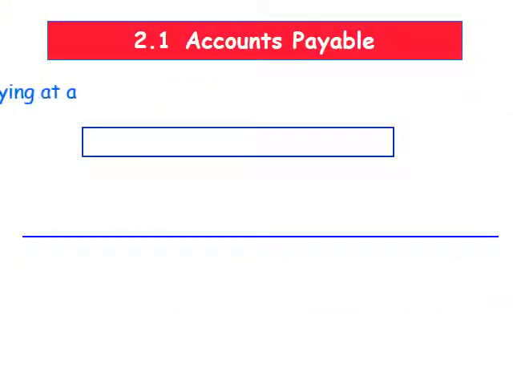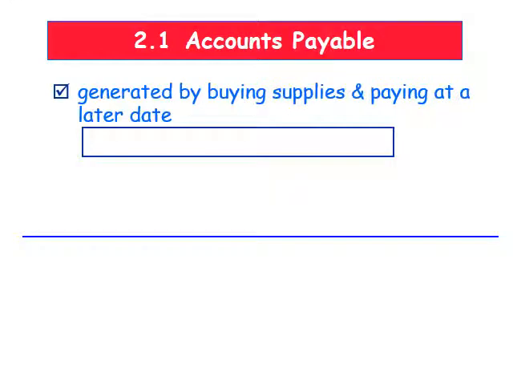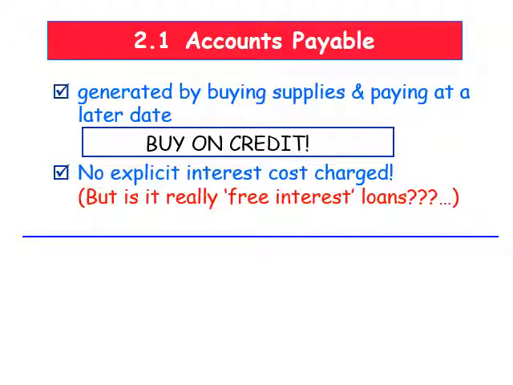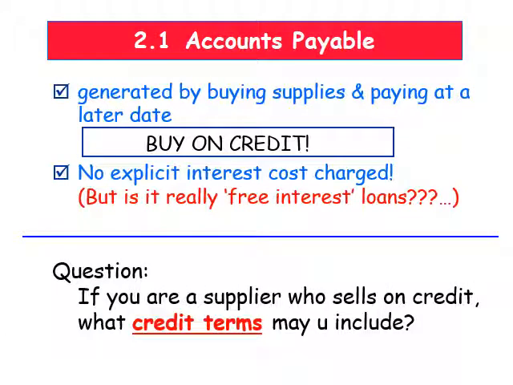Accounts payable, generated by buying supplies and paying at a later date. So this is basically buying on credit. There's no explicit interest cost charged. But is it really an interest-free loan? Question. If you are a supplier who sells on credit, what credit terms may you include?